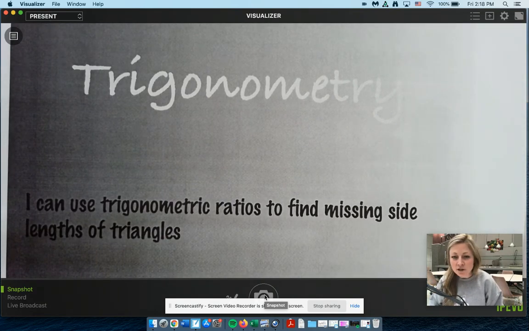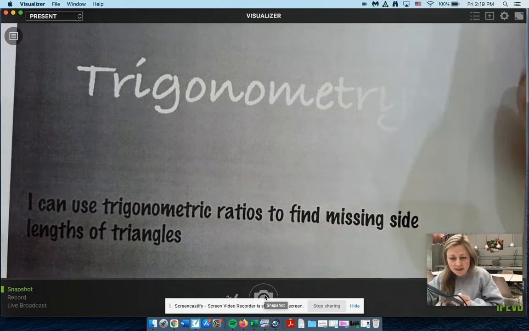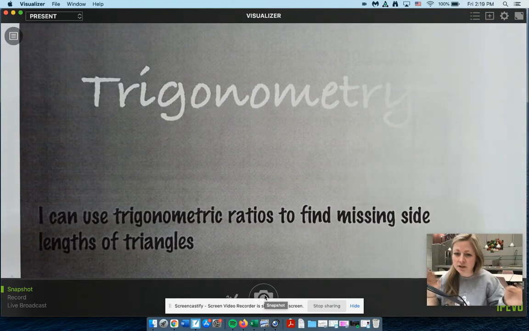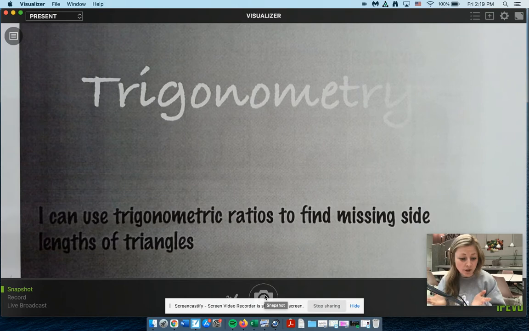Okay, so Trig is the name of the game. It's fun. It takes a second to learn what to do and what's going on, but once you learn it, you'll really enjoy it, okay? It's a fun topic for us to cover.